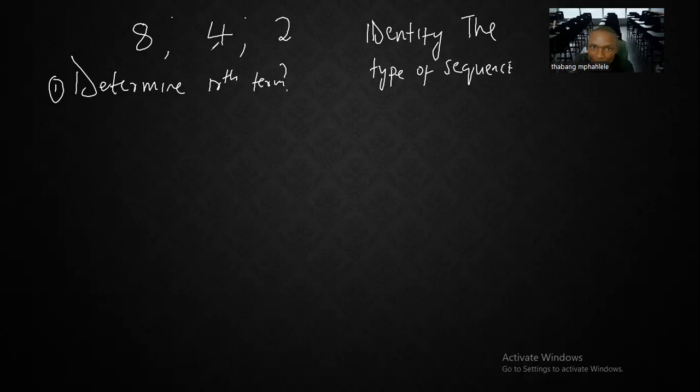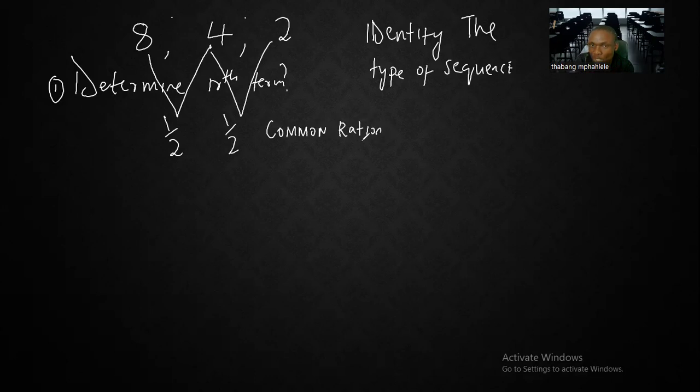How do we know? If we take term 2 and divide by term 1, which is 4 divided by 8, it's 1 over 2. And when we take term 3, divide by term 2, which is 2 over 4, we are also getting 1 over 2. This is what we call the common ratio. All geometric sequences have a common ratio. Geometric sequences are identified by the common ratio.